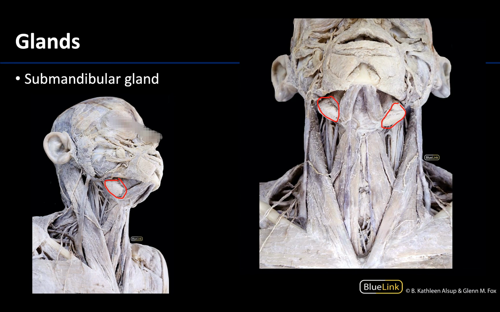So those are the main glands we are identifying for this session, and once you have these locations down, I hope they can help guide you in identifying neighboring structures.